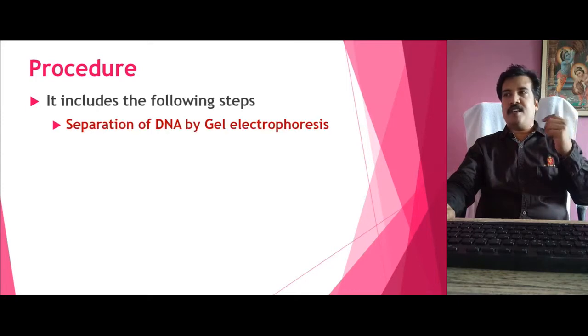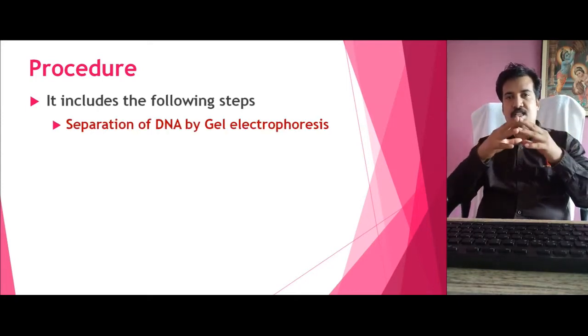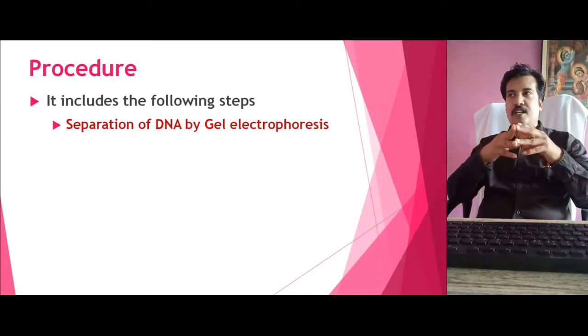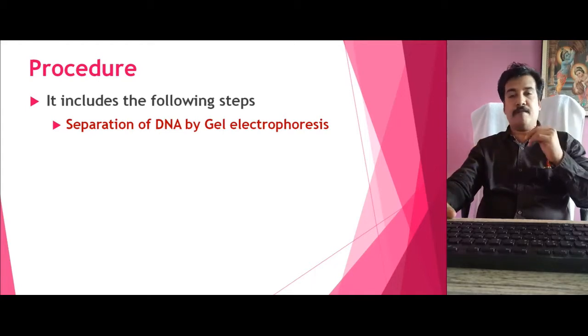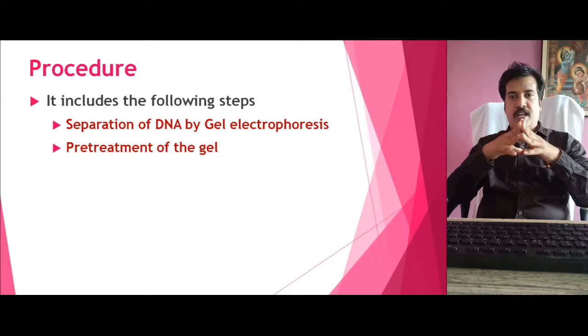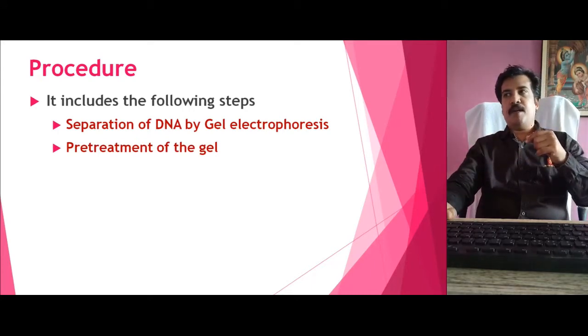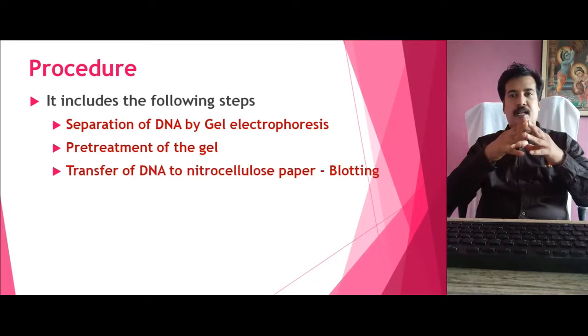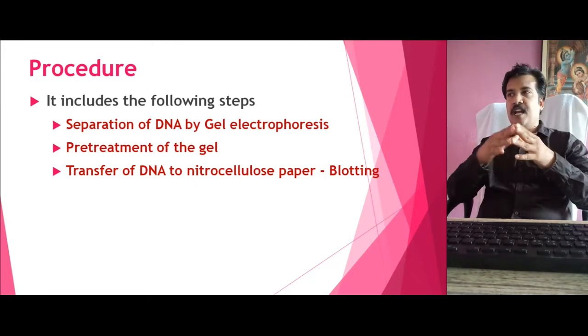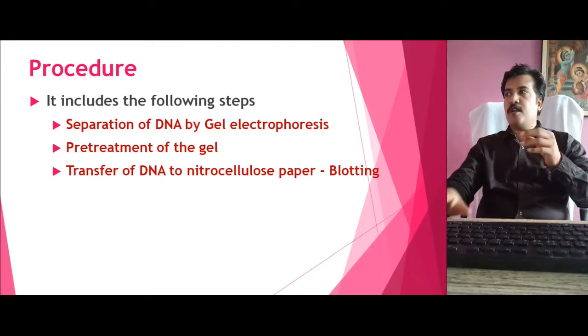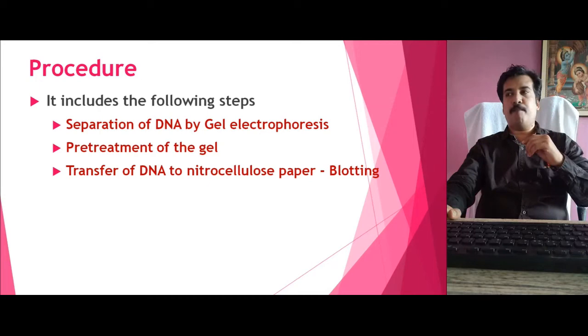So the first step, after the restriction of the DNA, we get the restricted DNA molecule. The first step is the separation of the DNA by gel electrophoresis, and it is generally done in duplicate. Then one gel is taken and this gel should be pre-treated. After the pre-treatment of the gel, one strand of the double stranded DNA is transferred to a nitrocellulose paper. This process we call blotting.